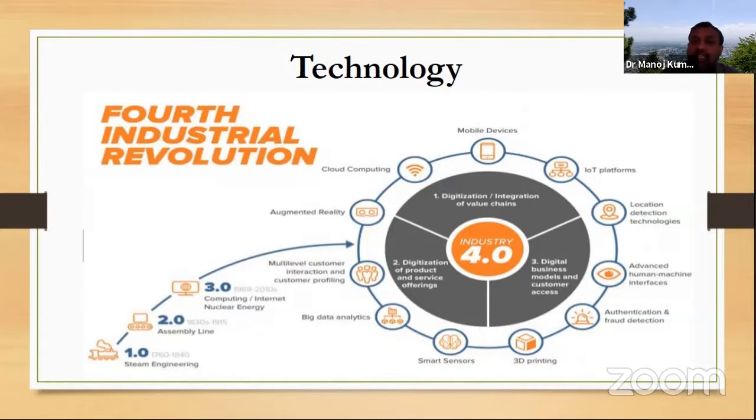And the fourth industrial revolution is not a single thing which can be termed as such, but it revolves around many things like mobile devices, IoT platforms, authentication, fraud detection, 3D printing, smart sensors communication, big data analytics, multi-level customer interaction, customer profiling. So all these things make the fourth industrial revolution. But all those things revolve around one thing, and that is artificial intelligence. All these components, cloud computing, augmented reality, IoT platforms, are basically moving around artificial intelligence. So the fourth industrial revolution is more about artificial intelligence.